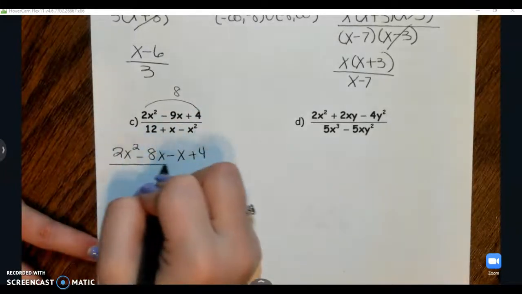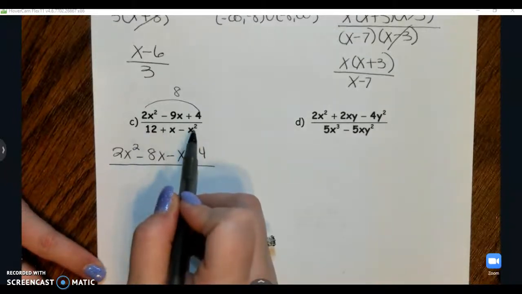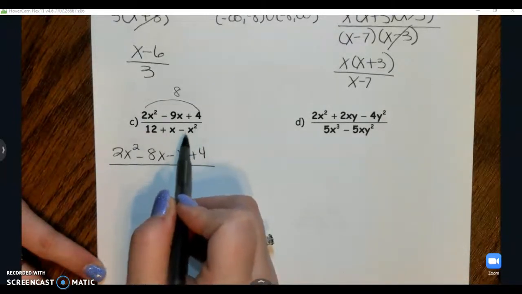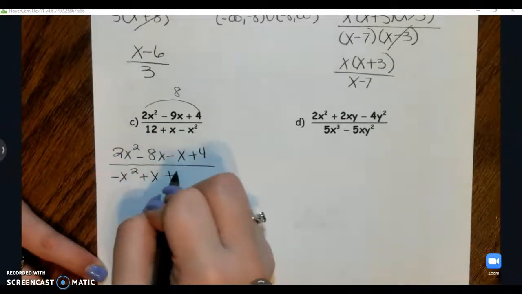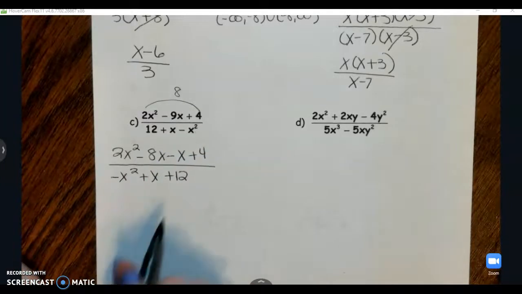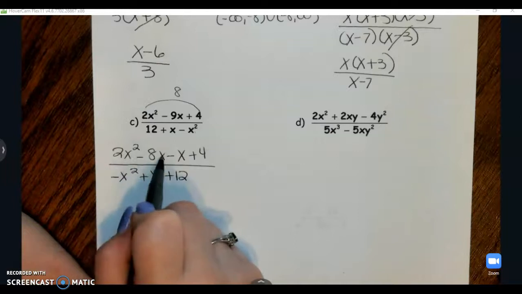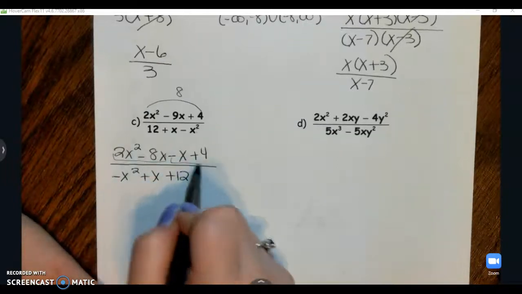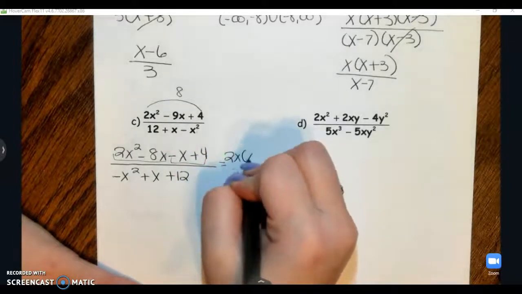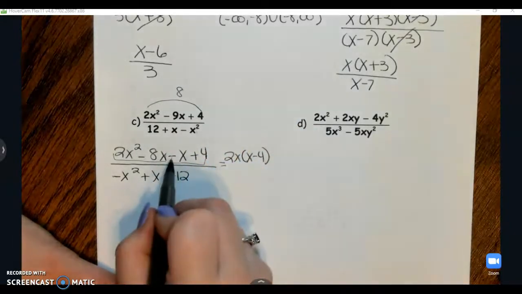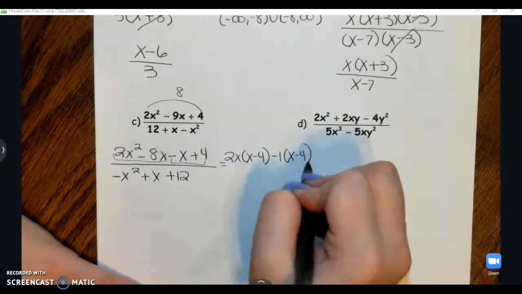Okay. And then in the bottom, what I'm going to do is I like to rewrite this with our greatest exponents in the front. So I'm going to rewrite that as negative x squared plus x plus 12. Okay. So now into our top again. GCF, factor by grouping. Here are my first two. On the first two, I can take out a 2x, and that leaves us with x minus 4. And then I'm going to factor out that negative 1 here, and that leaves me with x minus 4.